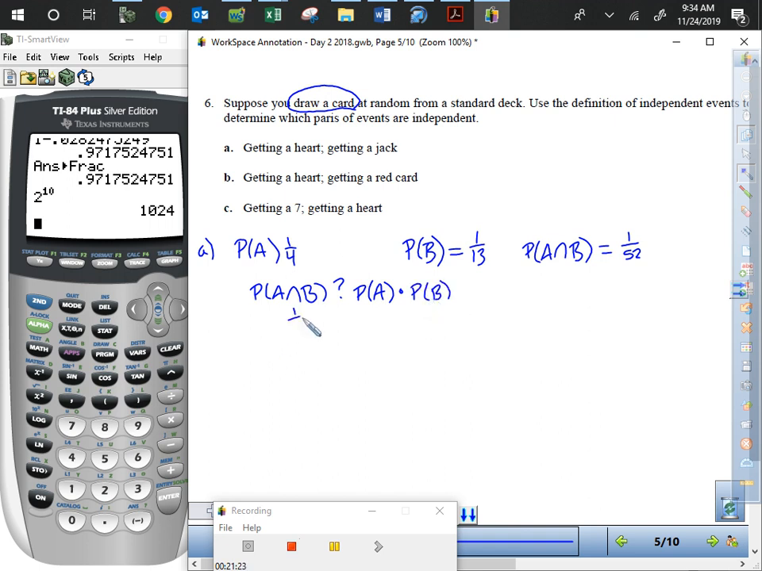Okay, so here, 1 out of 52. How does that compare to 1/4 times 1/13? And they're equal. So we would say that these ones are independent.